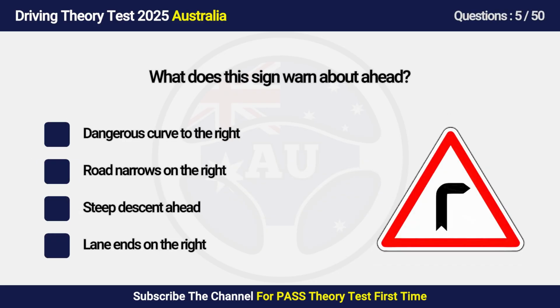Question 5. What does this sign warn about ahead? A. Dangerous curve to the right. B. Road narrows on the right. C. Steep descent ahead. D. Lane ends on the right.